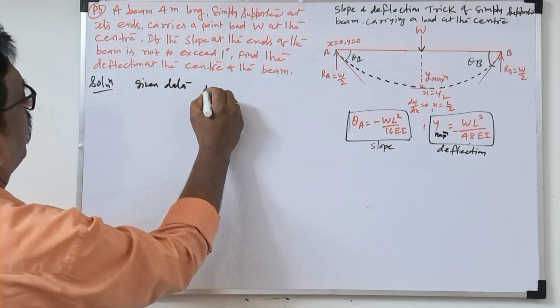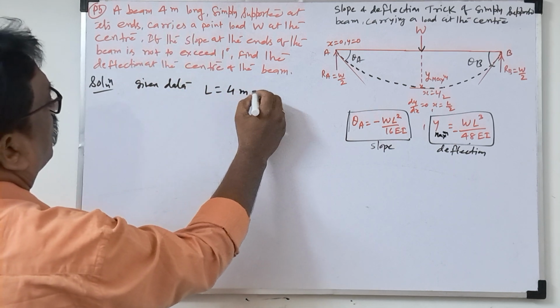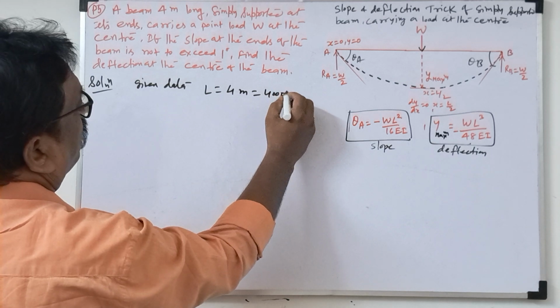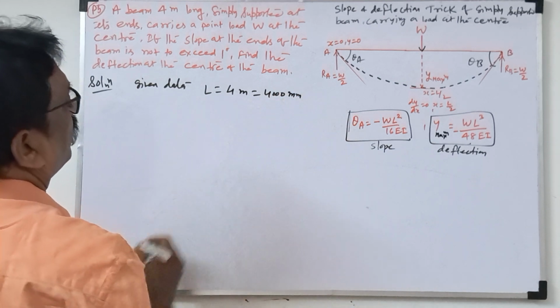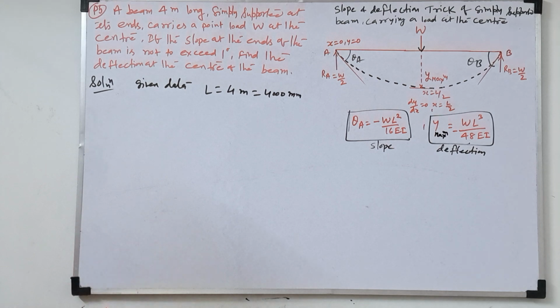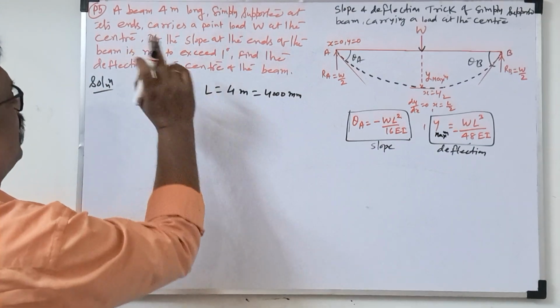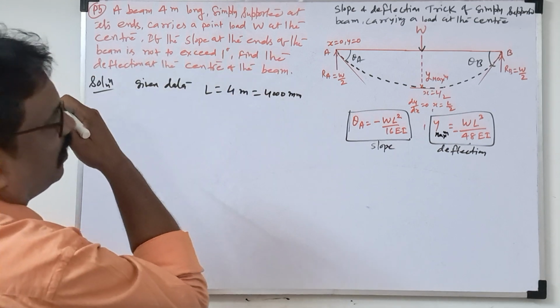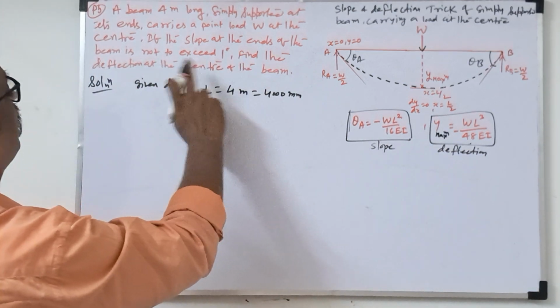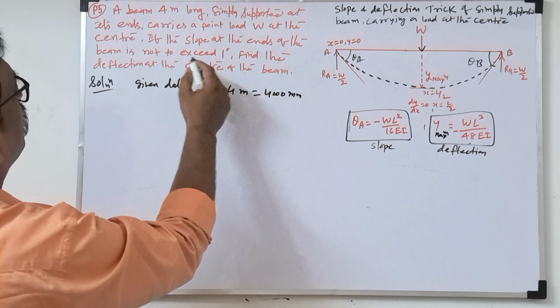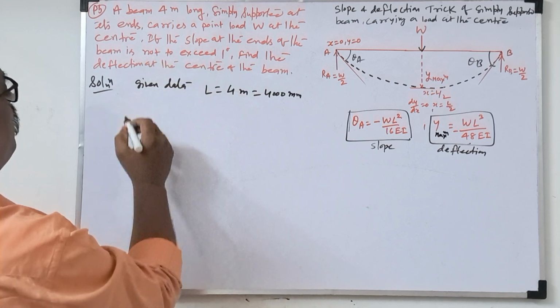A beam 4 meter long, so length L is equal to 4 meter. If we convert into mm, it will come 4000, we multiply by 1000. A simply supported beam carries a point load W at the center. We have to find the deflection at the center, correct. The given slope should not exceed 1 degree.